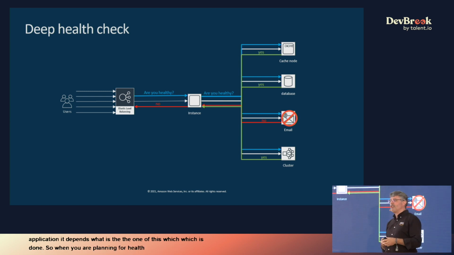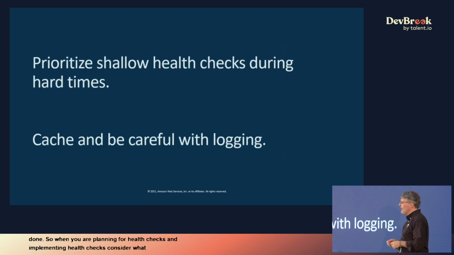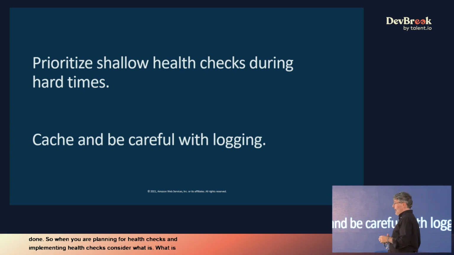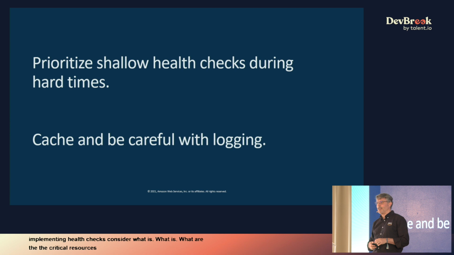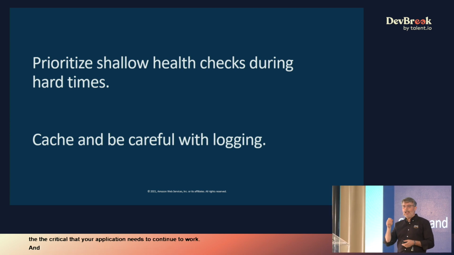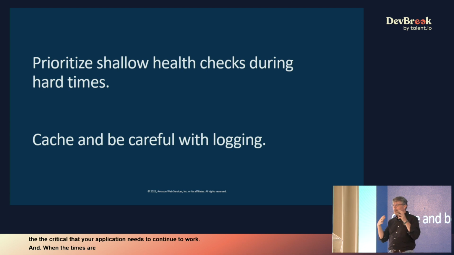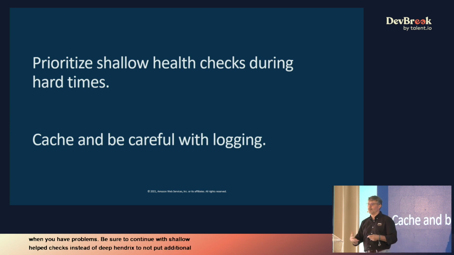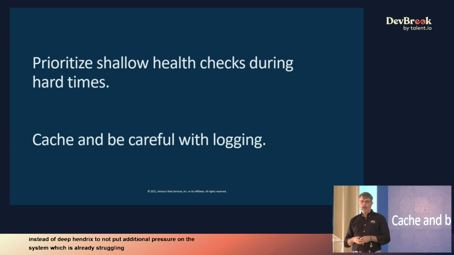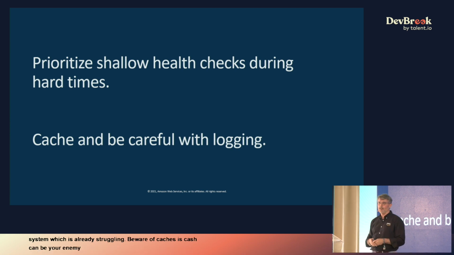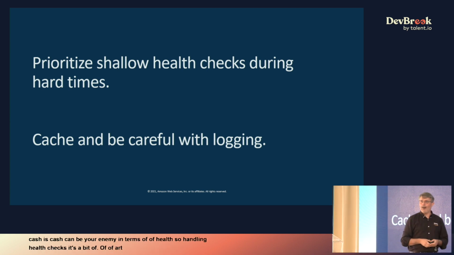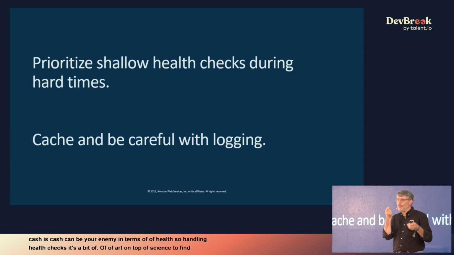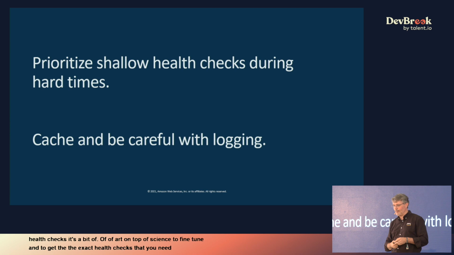So when you are planning and implementing health checks, consider what are the critical resources that your application needs to continue to work. And when times are becoming a bit harder, when you have problems, be sure to continue with shallow health checks instead of deep health checks, to not put additional pressure on a system which is already struggling. Beware of caches. Cache can be your enemy in terms of health checks. So handling health checks is a bit of art on top of science to fine-tune and to get the exact health checks that you need.